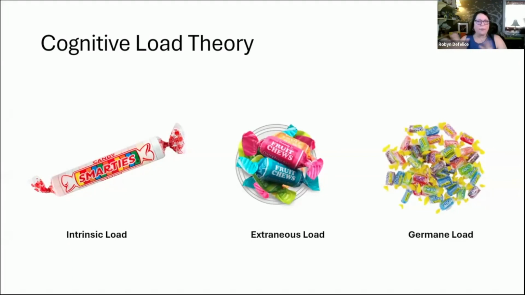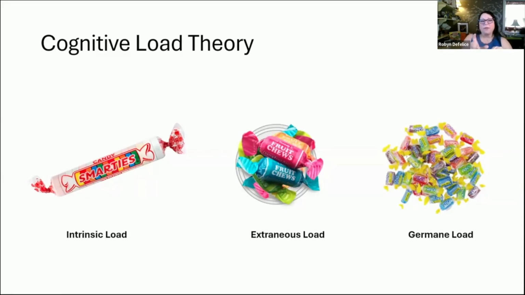So let's start talking about the three pieces I just told you about. I wanted to give you a little preempt before I showed you the candy. I told you you have three mental effort pieces going on at once. We have an intrinsic load, that extraneous load, and that germane load. So now let's look at those pieces here. Let's look at the Smarties first. That's our intrinsic load. That's our symbol for that.